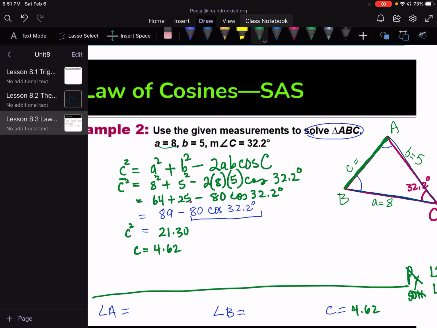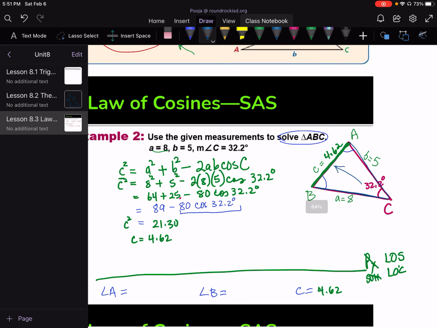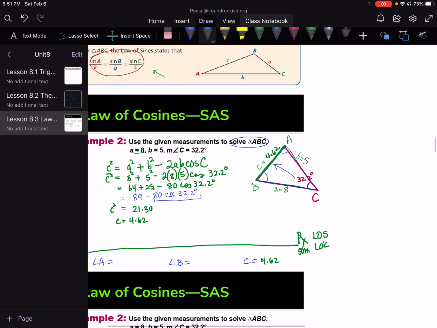Now we still have angle A to find, we still have angle B to find. But while doing that, we did use law of cosine. However, once I did law of cosine, I actually now have an angle side pair available, right? So I do not have to use law of cosine anymore to find the other two angles. So this was step one.